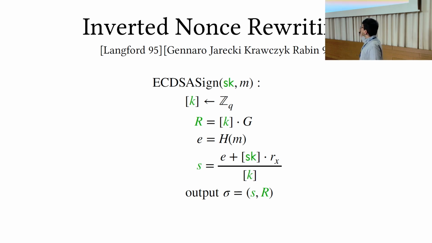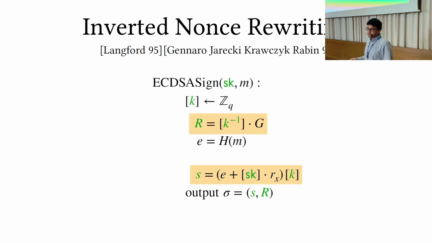ECDSA, this is the equation over here. What Lanford and subsequently Gennaro et al. did is they sort of shifted the non-linearity, in the sense that they changed the nonce to have this inverse thing in the exponent, so that the signing equation itself can just be one single multiplication. So you no longer have to worry about k being in the denominator for the signing equation.